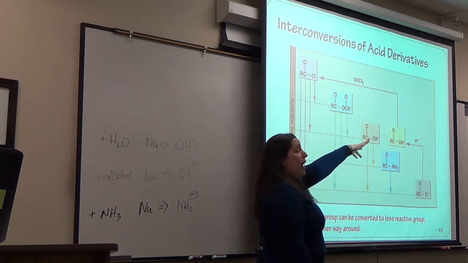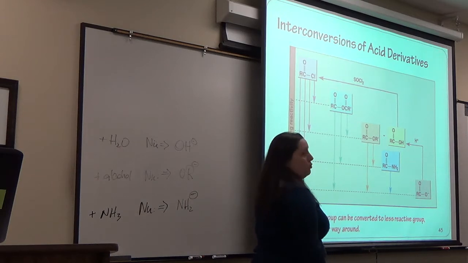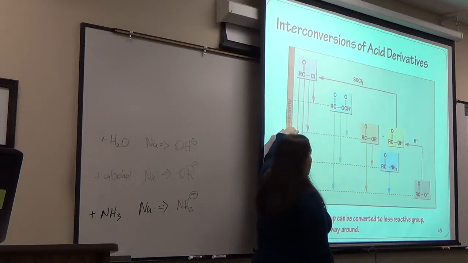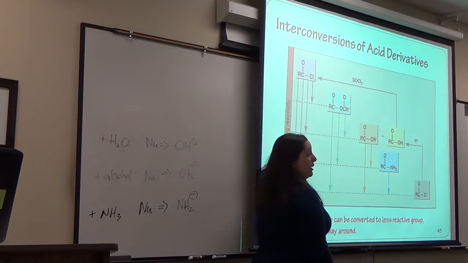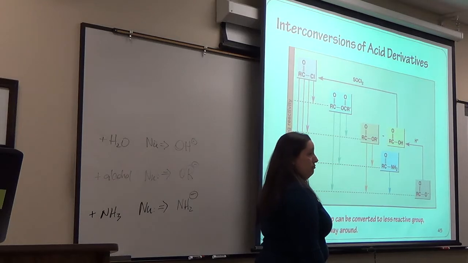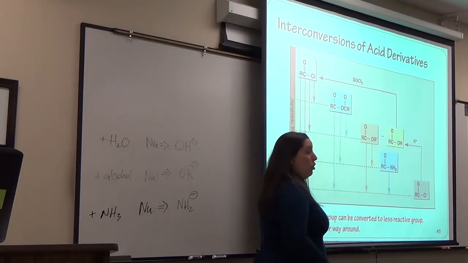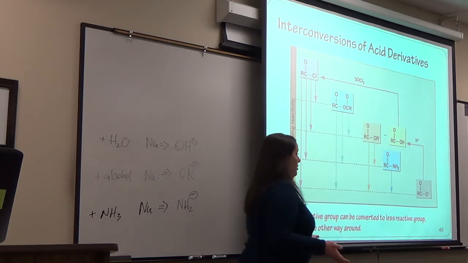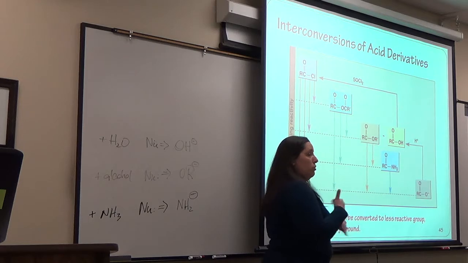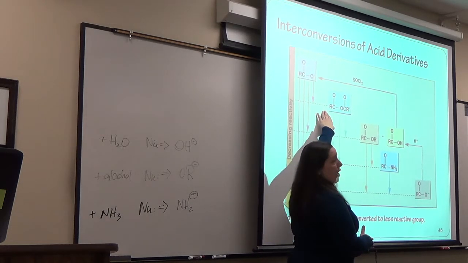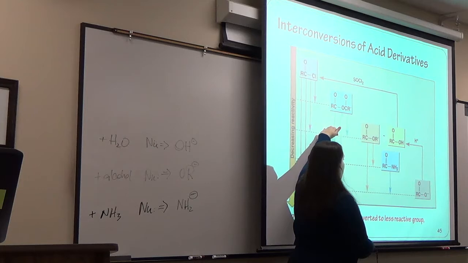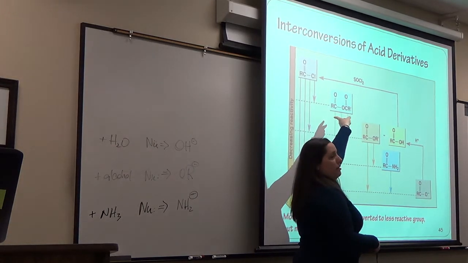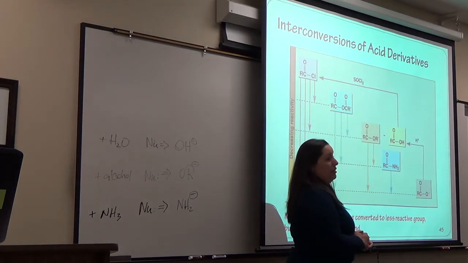So using acid chlorides, I can make all of the other groups. I can make the anhydride, we just saw it in the previous slide. I can make the esters, I can make the amides, I can even convert them back to the acid. So the acid chloride can be interconverted into any of the other derivatives. What's the next most reactive? The anhydride. The anhydride can be converted to an ester, to an amide, to an acid, but it cannot be made into the acid chloride because that is more reactive.